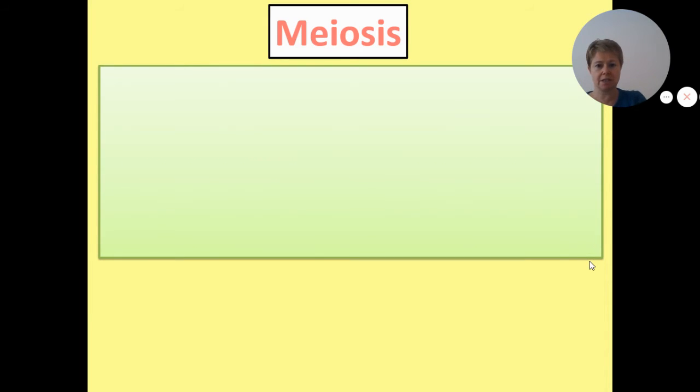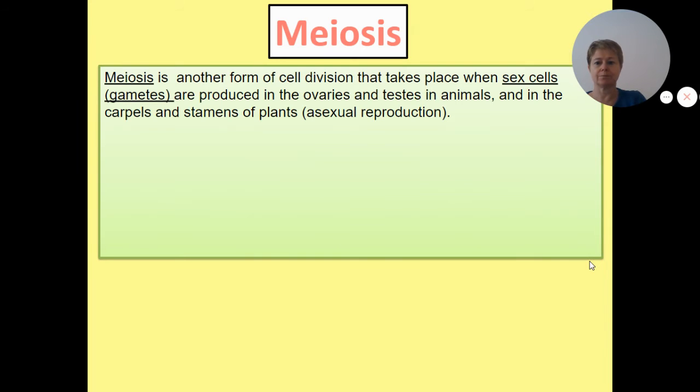Moving on to meiosis now. Okay, so meiosis is another form of cell division. That's a really key thing to remember. Mitosis and meiosis are both types of cell division. In other words, cells dividing to make more cells.